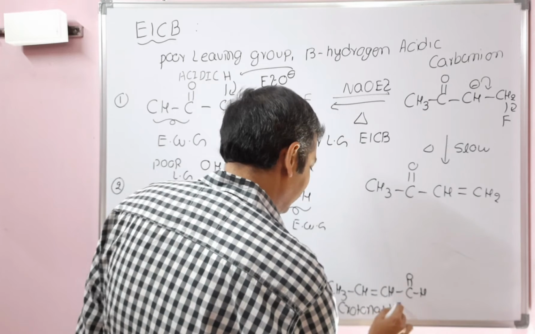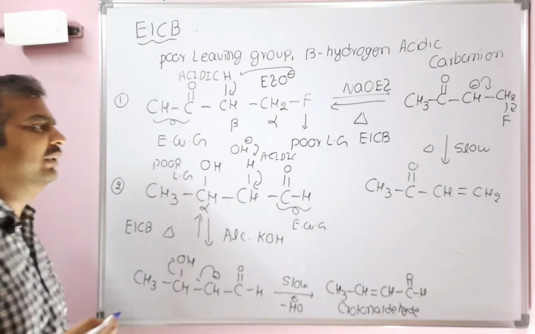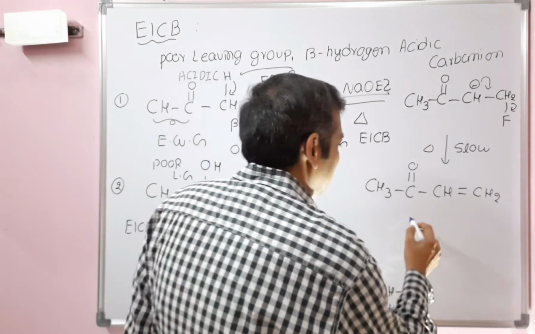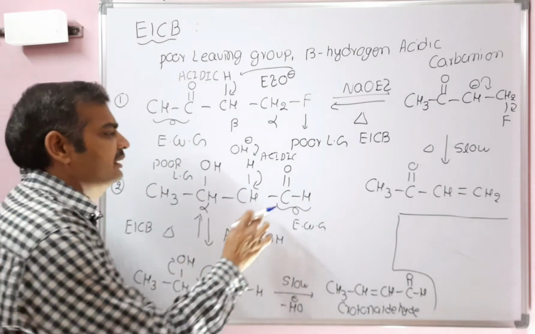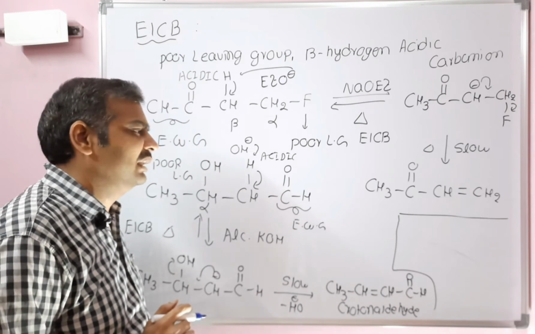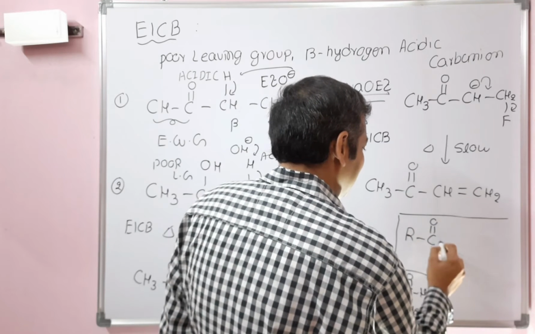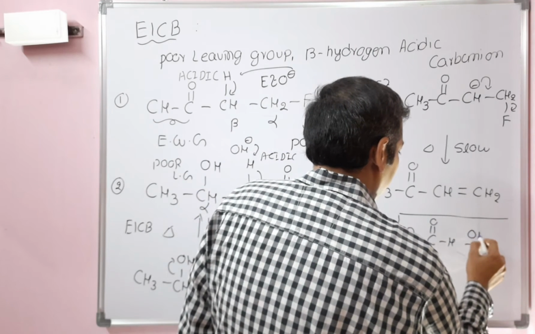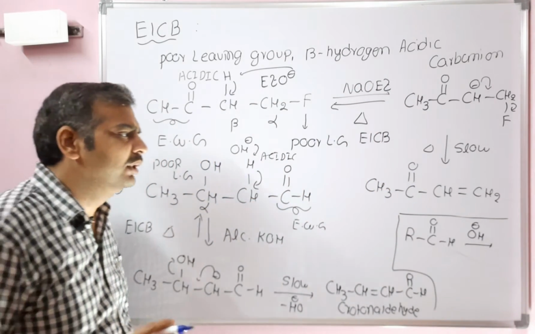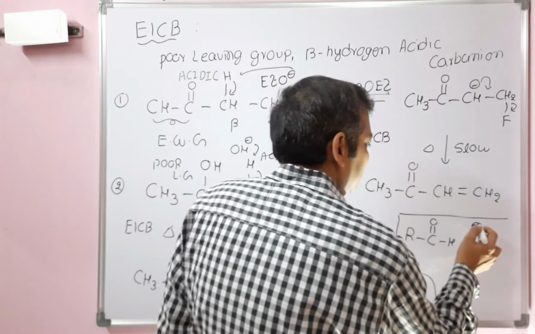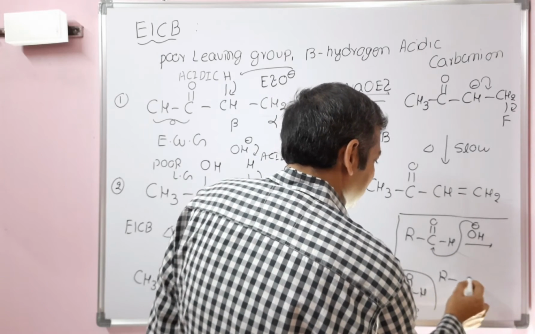Crotonaldehyde is obtained from 3-hydroxybutanal. So this is an example of E1CB. In this reaction, you may get one doubt. With OH minus at high temperature and an aldehyde group present, why is OH minus not acting as a nucleophile? Generally at high temperature, elimination is possible and nucleophilic substitution is not. Even if it acts as a nucleophile, we will get this compound.